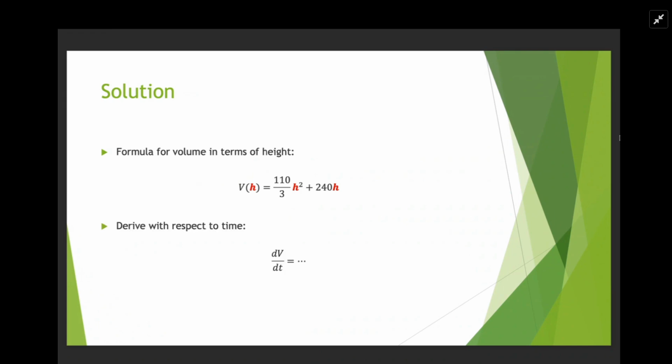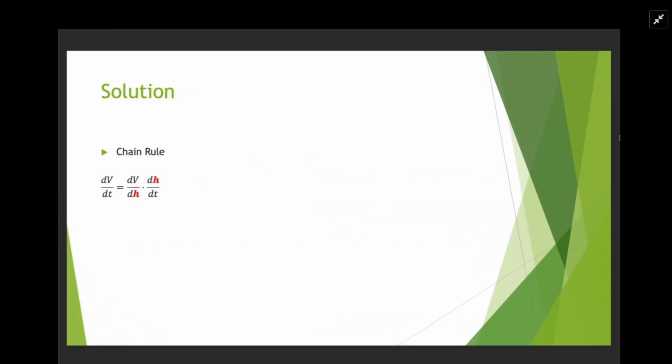Now, we need to derive it with respect to time. The thing is, we only know volume in terms of height. So how do we derive it with respect to time? For that, we need the chain rule for derivatives. The derivative of volume with respect to time is equal to the derivative of volume with respect to h, height, times the derivative of height with respect to time. You might also see the chain rule written like this, with V prime and h prime, but it's the same idea.